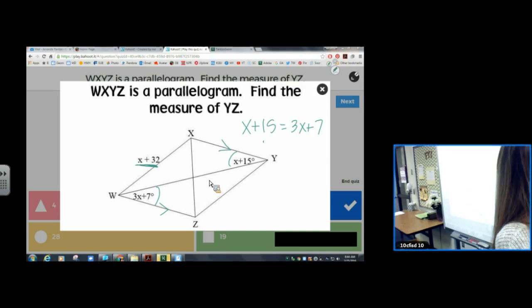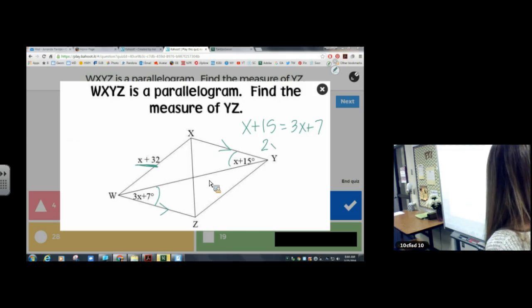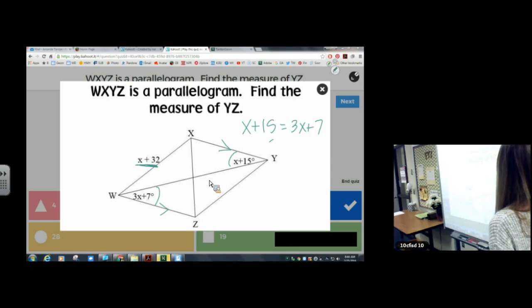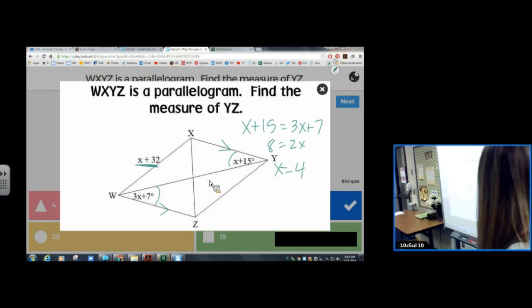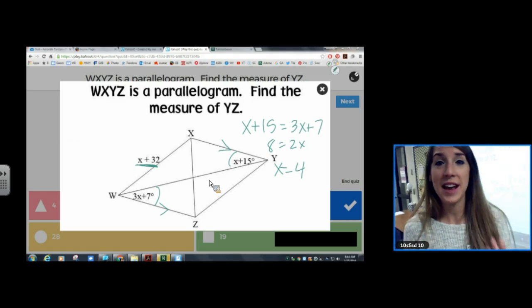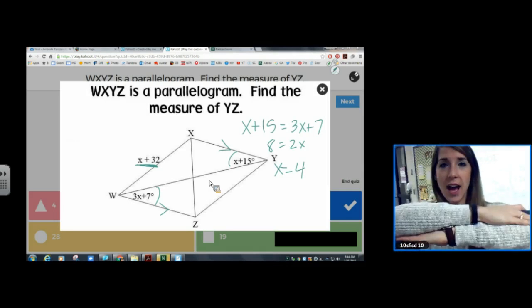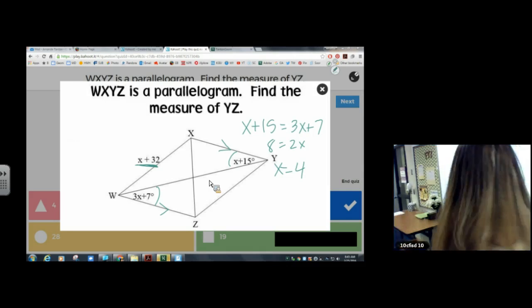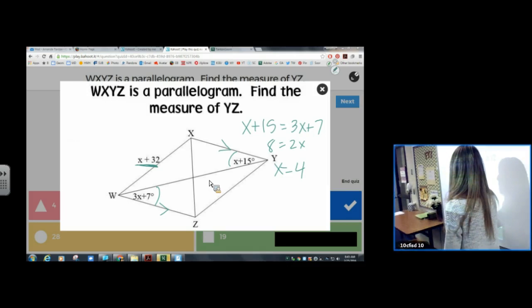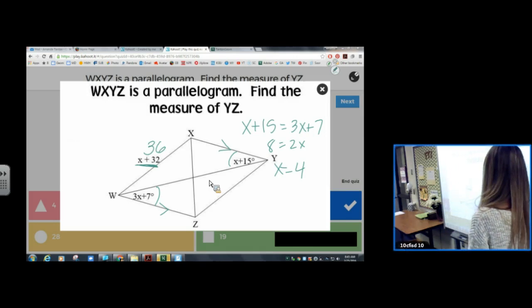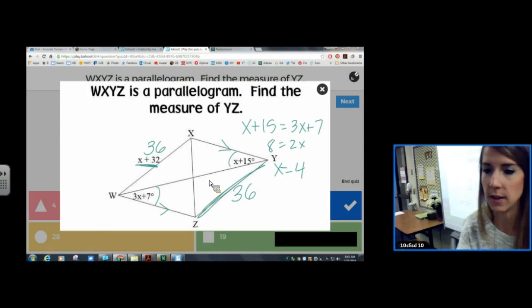Solve for x first. Let's see. Oh, 2x goes over here. X is 4. Then it wanted to know the measure of YZ, so you had to use another property. Opposite sides are congruent. So 32 plus 4, opposite sides are congruent. So there we go. 36 was the answer.